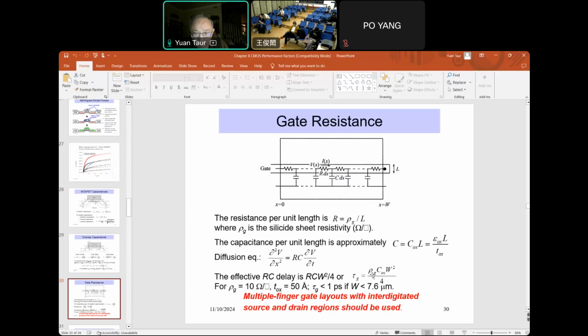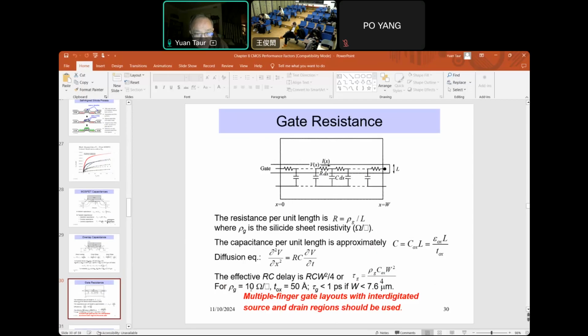And so rho G is the resistivity of the gate, and Cox is the capacitance. But the important thing is that it is proportional to W squared. Of course, the wider the gate, if you double the width, it doubles the resistance, and also doubles the capacitance. So this also goes as W squared. So the width is very important that we have to minimize. Let me give you some numerical examples.